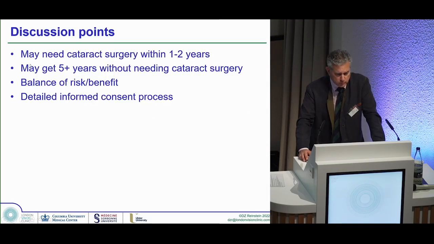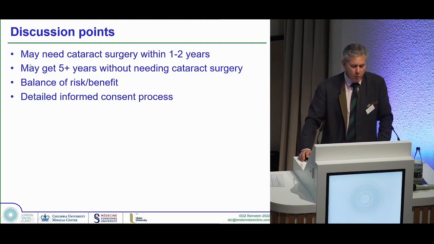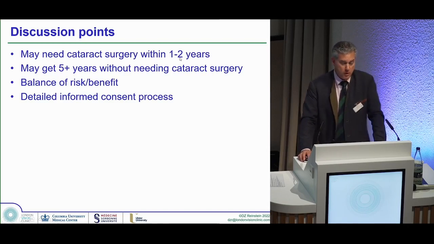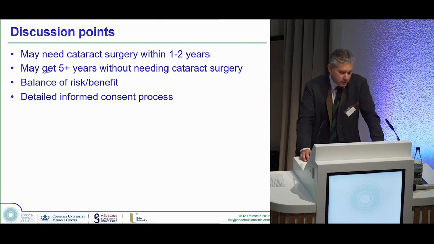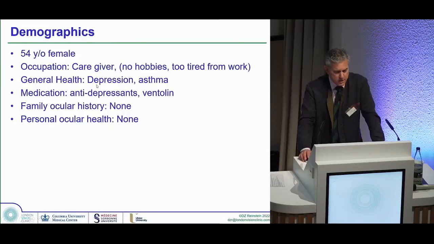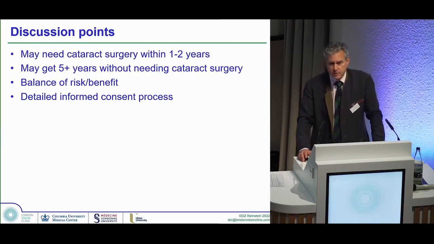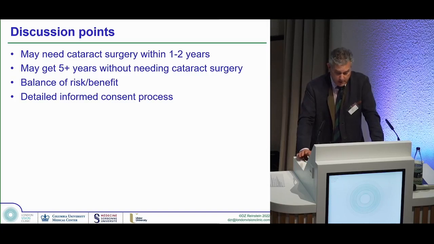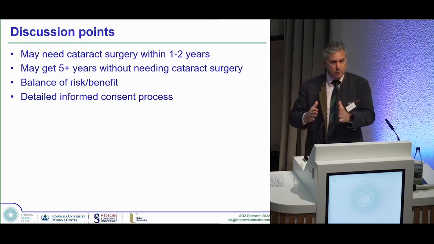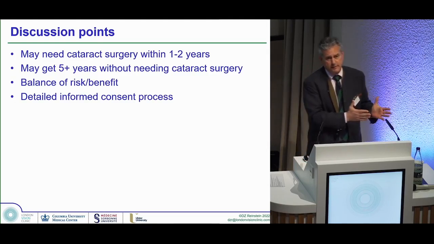So, explain to her that she may well need cataract surgery within the next 1 or 2 years. Or, if we're lucky, she gets about 5 years without needing cataract surgery. But we have to talk about the balance of risk. She's a minus patient, she's 54, and her vitreous is attached. So, say, look, on balance, the lowest risk procedure right now is to have corneal surgery. But you need to understand that there may come a time when you don't have a choice anymore, and you do have to have lens surgery.